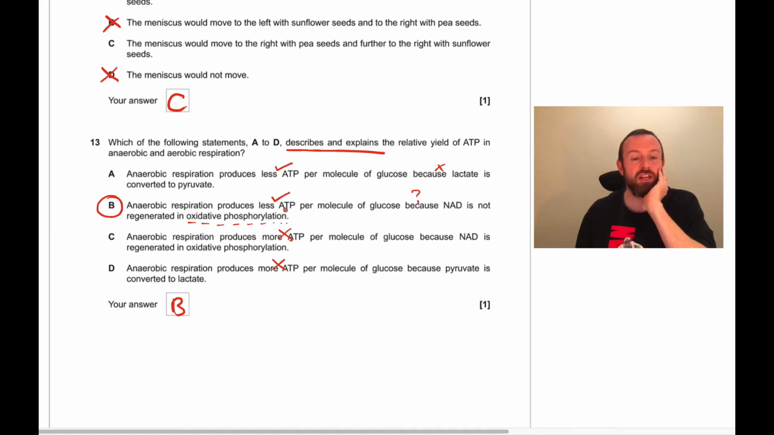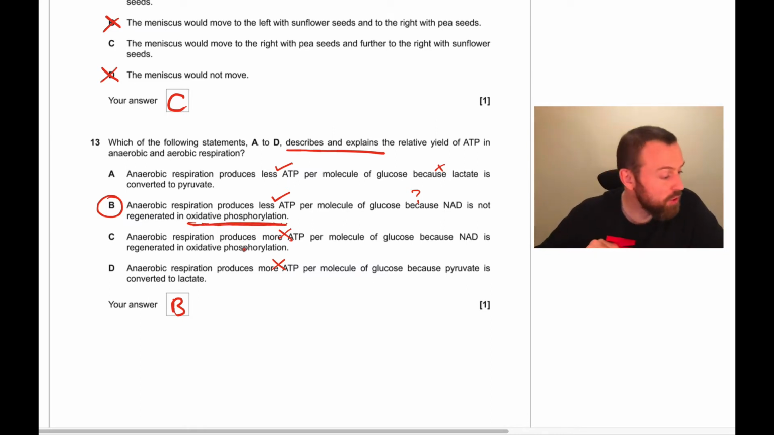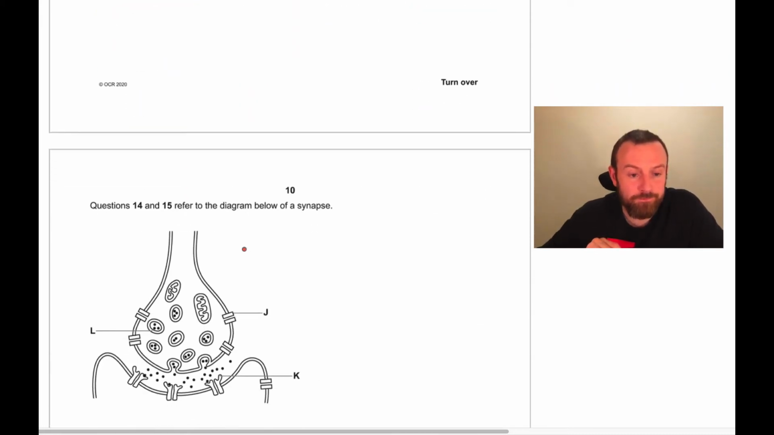Because NAD is not regenerated in oxidative phosphorylation, I mean, it's worded really weirdly because it's not really about the NAD regeneration. It's because oxidative phosphorylation doesn't produce extra ATP. Yeah, so the fact that oxidative phosphorylation is written there is the clue you need. Okay, moving on. 2 more multiple choice to go.